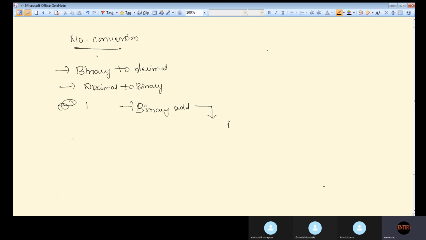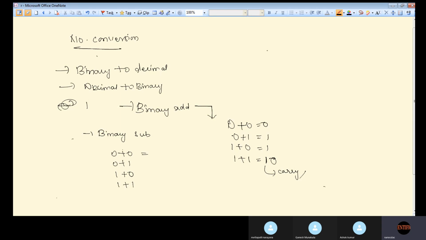But remember these things: 0 plus 0 is equal to 0 in binary addition, 0 plus 1 is equal to 1, 1 plus 0 is equal to 1, and 1 plus 1 is equal to what? 0 with 1 carry. Similarly in binary subtraction, it is minus.